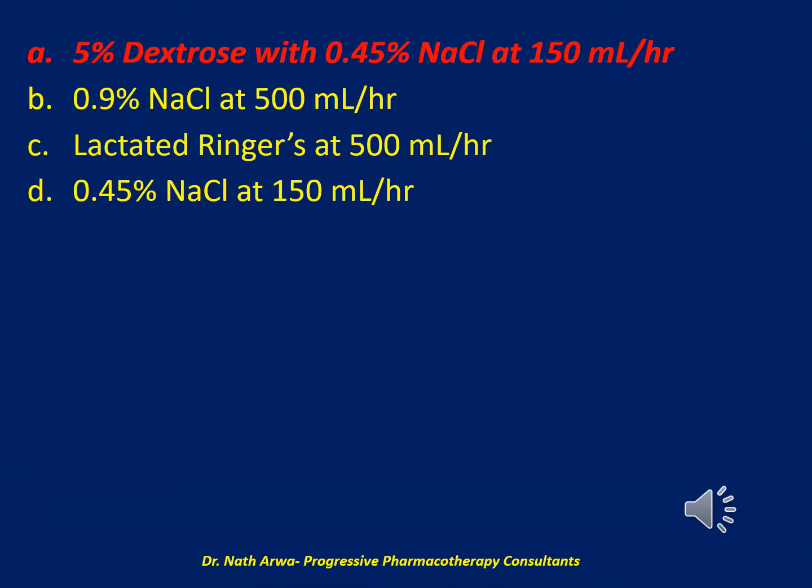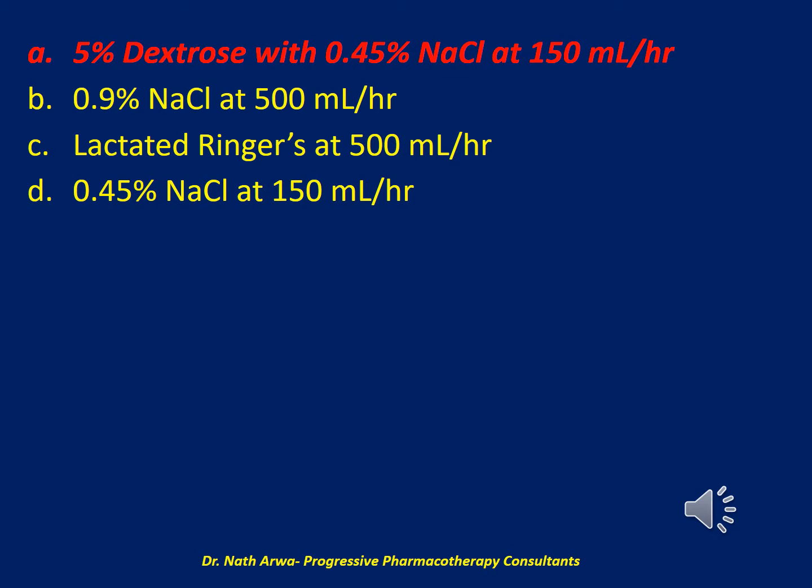And the correct answer is A. 5% dextrose with 0.45% sodium chloride solution at 150 ml per hour. When the blood glucose declines to 300 mg per deciliter or lower in patients with HHS, the IV fluid should be changed to 5% dextrose with 0.45% sodium chloride solution at 150 to 250 ml per hour.